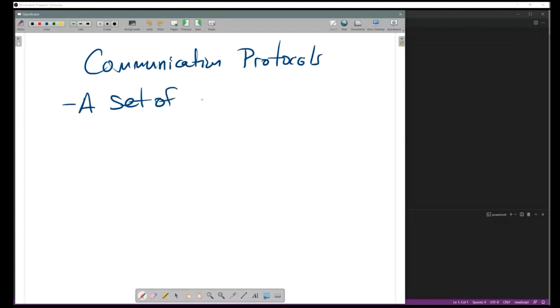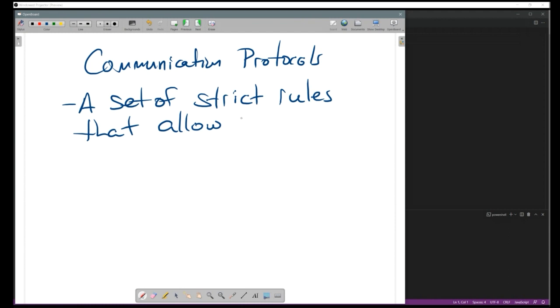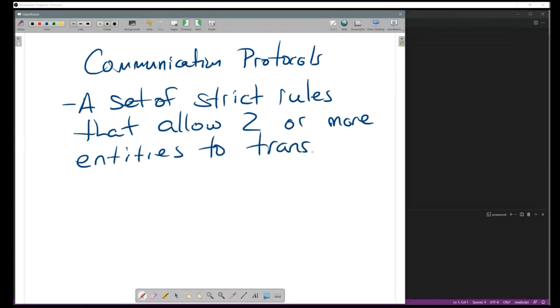In fact, they are a set of strict rules that allow two or more entities to transmit or receive information.